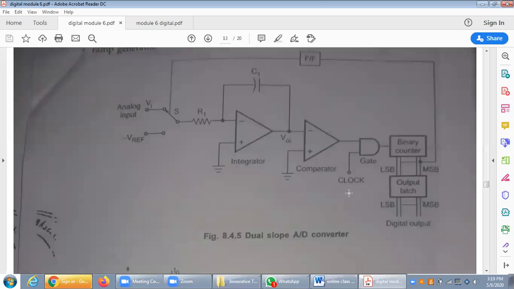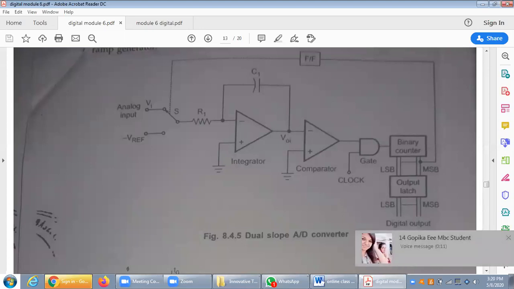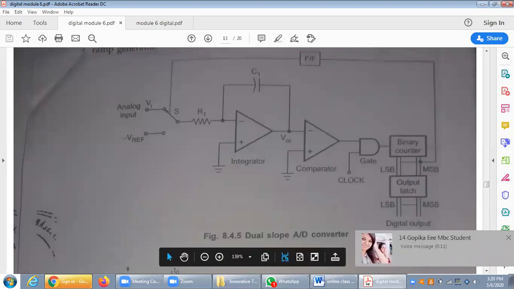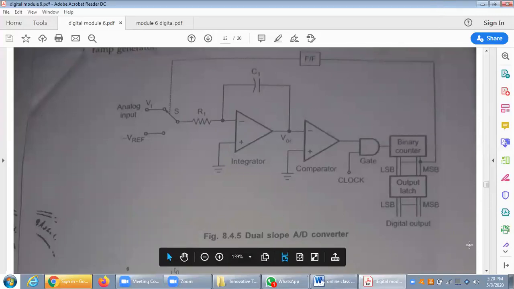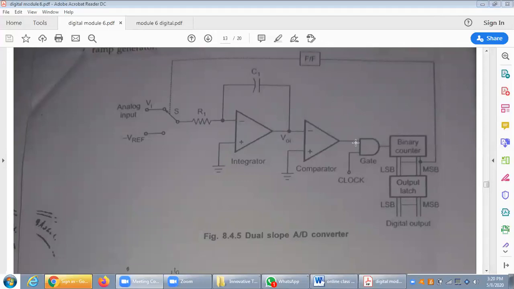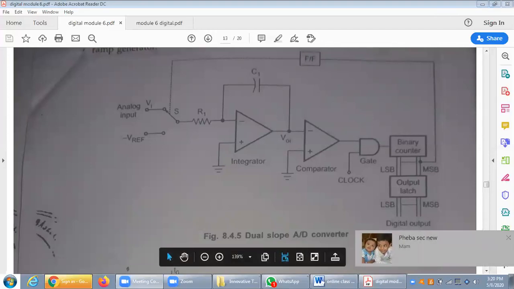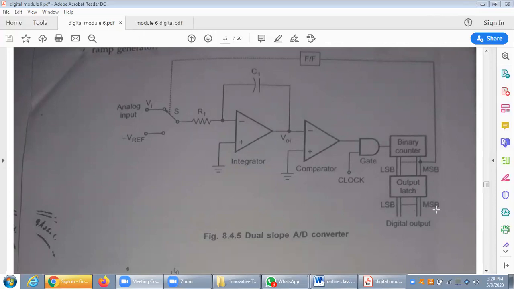Here the clock input is given. Once the clock input comes, it will be counted. If it is 0, the output becomes 0. If the comparator output is 0, the clock won't be connected here, so it will be stopped. Like that it will work.